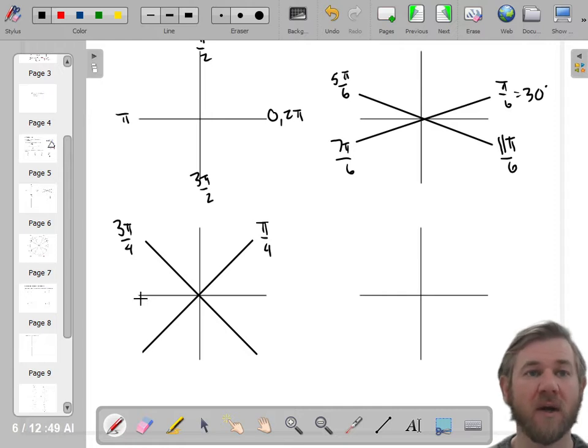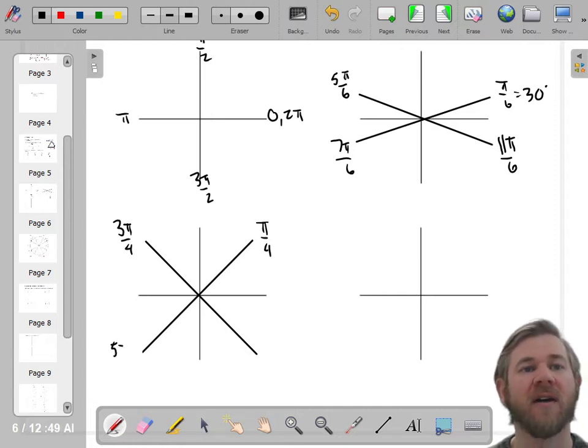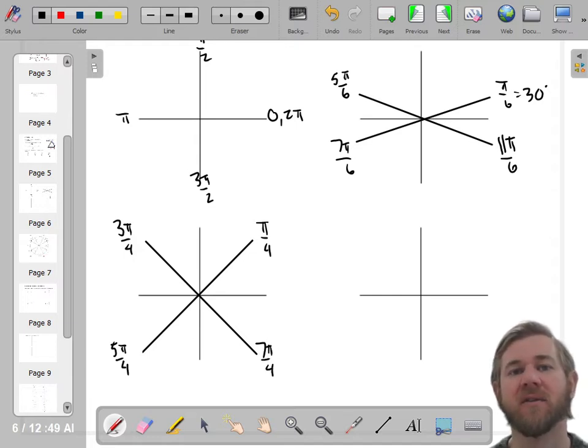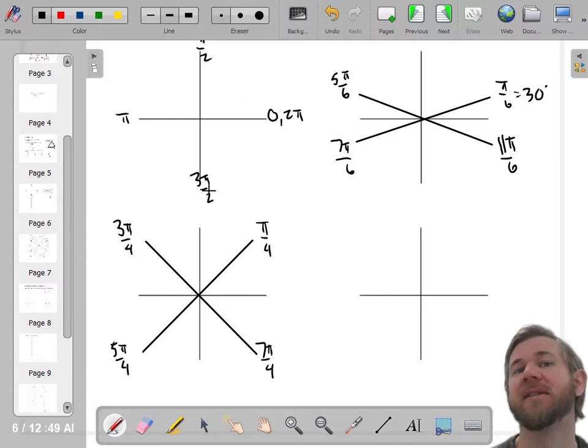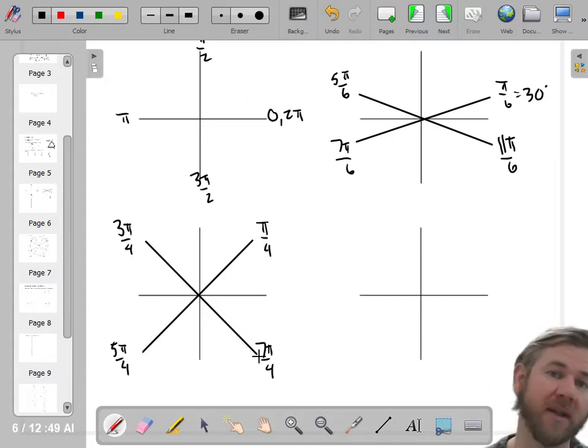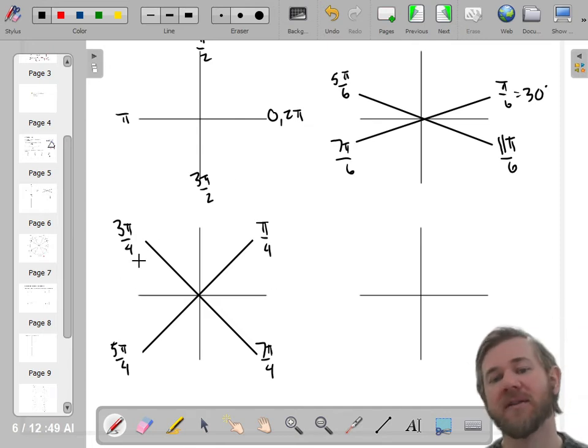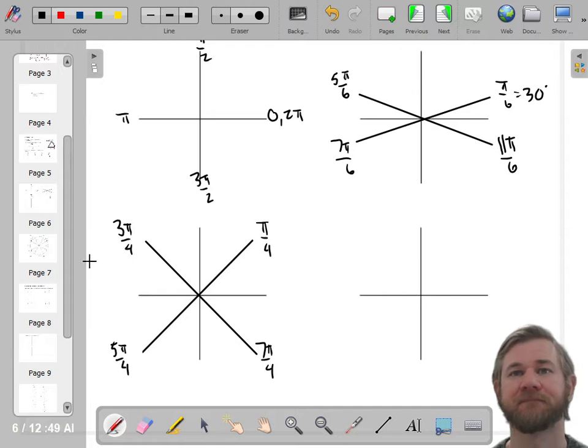4 pi over 4, that's 1 whole pi. 5 pi over 4. 6 over 4 is 3 halves. And then 7 pi over 4. So those are your 45-degree reference angles. Another way to think about this one is this is 8 pi over 4, one less than that's 7. If this is 4 pi over 4, 1 less than that's 3, 1 more than that's 5.